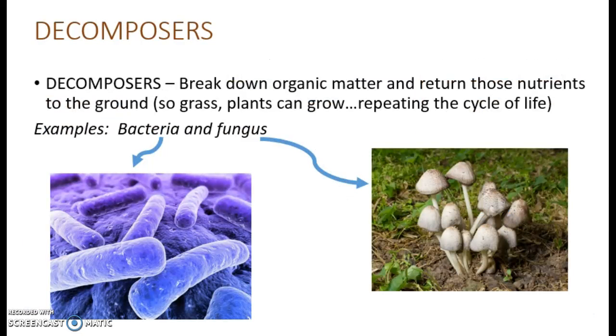The last and final thing we're going to talk about are decomposers. Decomposers are organisms that actually break down organic matter and return the nutrients back into the ground so the grass can grow, the plants can grow, and it repeats that cycle of life, right? Then the animals eat the grass or the plants, and then when the animals die, the decomposers take care of them. And so examples of that are bacteria and fungus. Fungus like mushrooms, mold, mildew. Okay, those are all fungi.